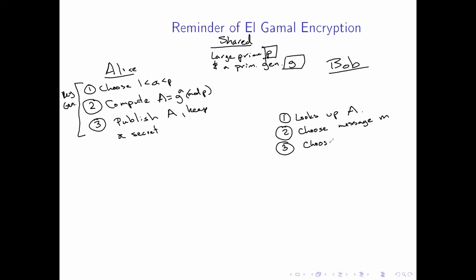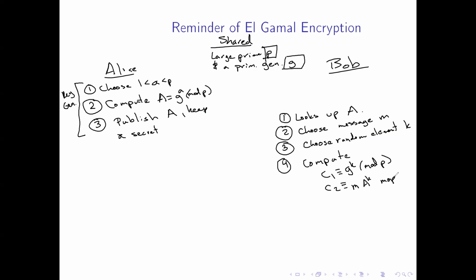And then also, Bob has to choose a random element K. What I mean by random element is I'm just going to pick something between 1 and P minus 1, preferably not inclusive again. And then Bob is going to compute two values. C1, which is going to be that generator to the K mod P, and C2, which is going to be the message times A to the K, mod P. Bob is going to send both of them, C1 and C2, as a combination message to Alice.